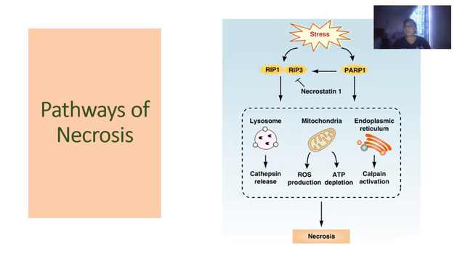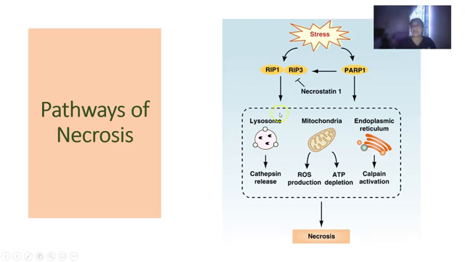So in pathways of necrosis, the main cause of this necrosis happening is because of some sort of stress occurring to the cell causing major damage. And in that case, there are proteins called RIP1 and RIP3 that are activated, or another protein PARP that may be activated that will then in turn also activate RIP1 and 3. These proteins activate multiple pathways that lead to that whole necrosis response.